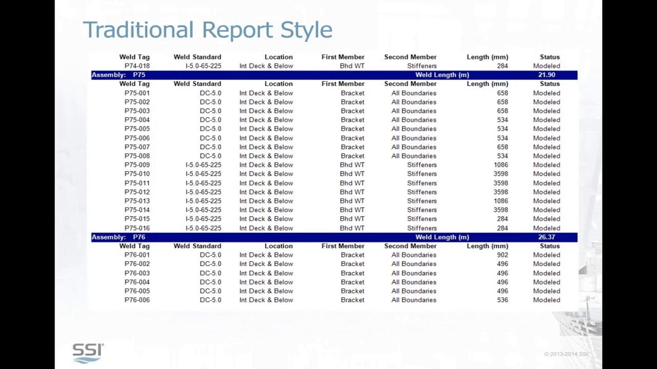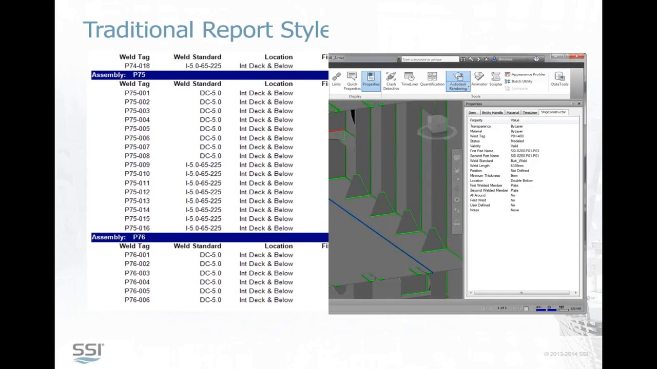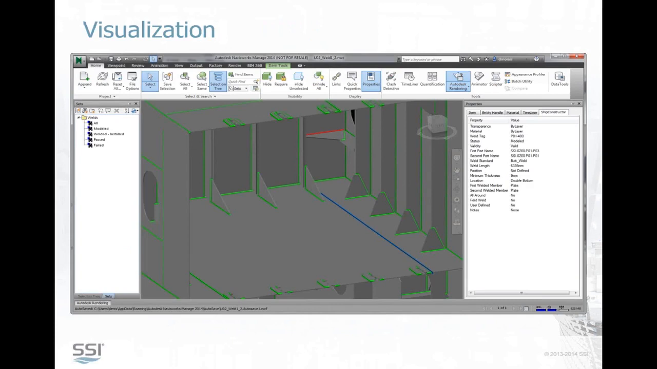And just for example, a traditional report style looks more like this. It's a tabular table indicating your weld tags, weld standards, location, this kind of thing. Of course, we can generate this type of report, but we can also generate this kind of report, which is highly visual, where you can look at an area and see the status of your welds. So just as an example, we'll see more of that today in the demonstration portion.